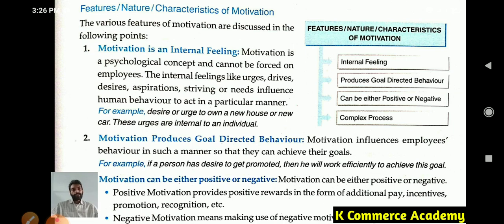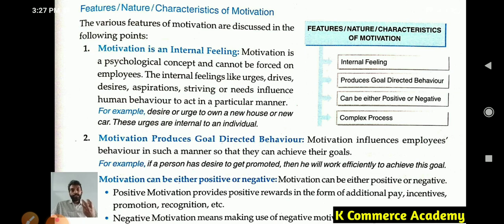Motivation is an internal feeling. The first point is here. Motivation is a psychological concept and cannot be forced on employees. Motivation always comes from within. Motivation cannot be forced or burdened on a person. A person can be influenced by the superior, but that person can never be forcibly motivated. That is the reason it is written here, motivation is an internal feeling.